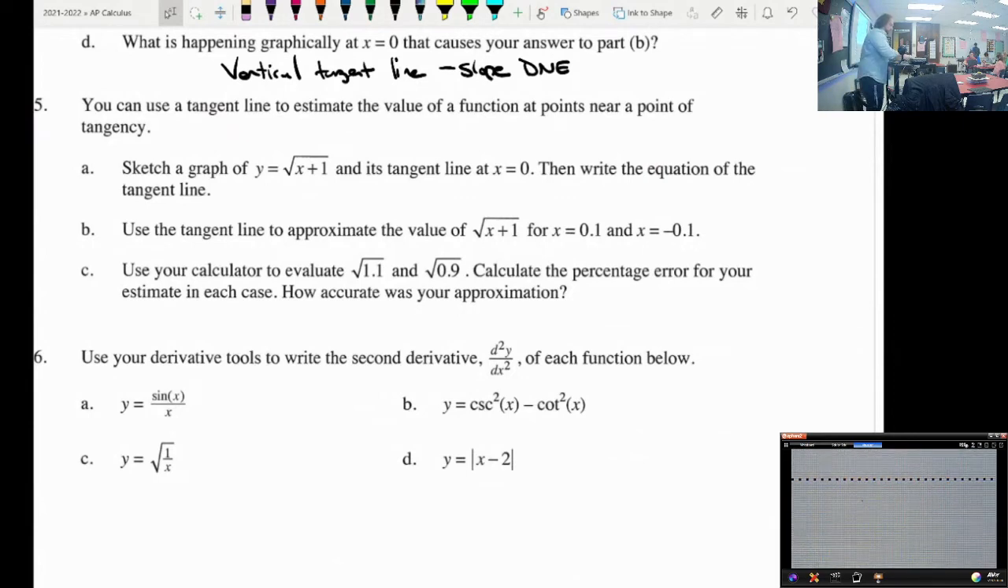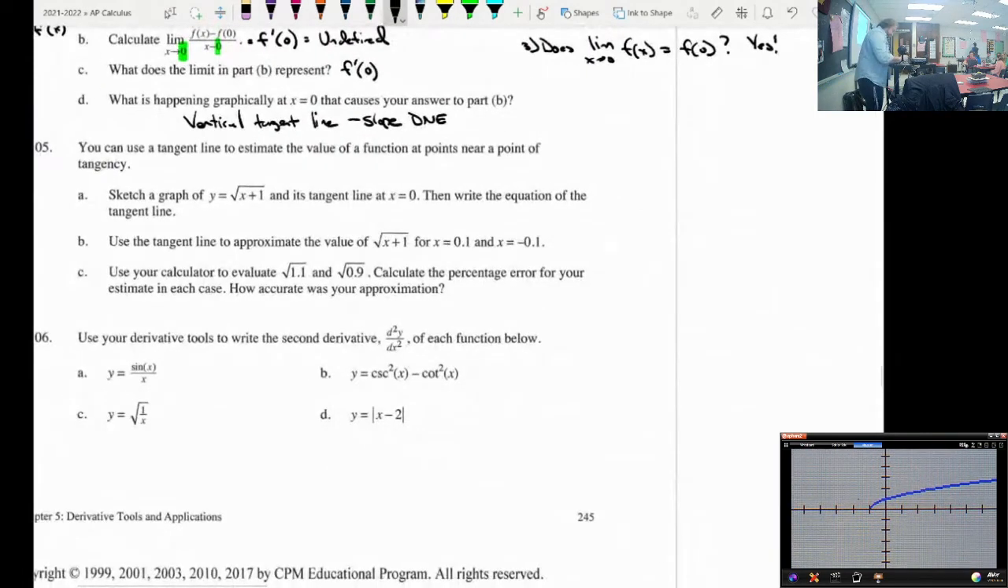Again, I'm going to use calculator cam to help me out with this one. Square root of x plus 1. It's just going to be a square root of x graph that's been moved one spot to the left. So the graph looks like this. There's negative 1 right there. It goes like this. And we're looking specifically for its tangent line at x equals 0.